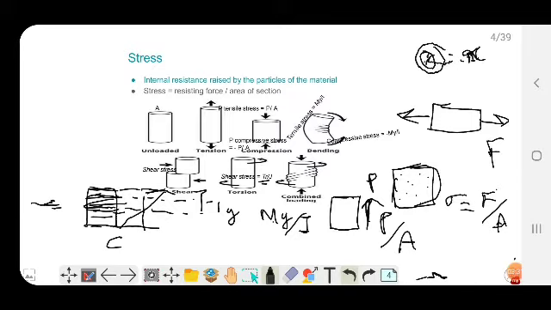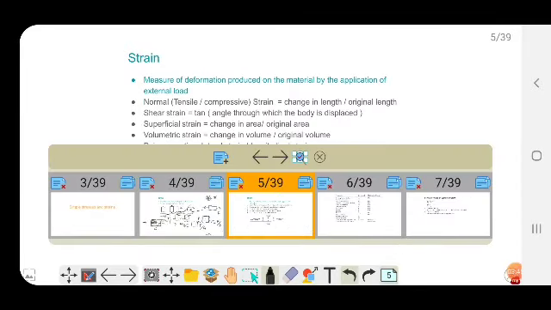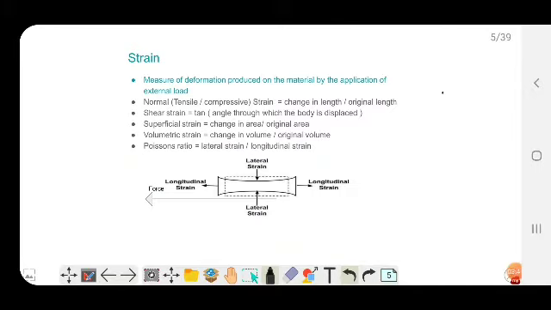And we have cases where combined loading can take place and a combination of the stresses may occur. And to explain the deformation, we'll be using another term, strain. It is the measure of deformation produced on the material by the application of external load, and in each of the forces we have to consider separate deformations.